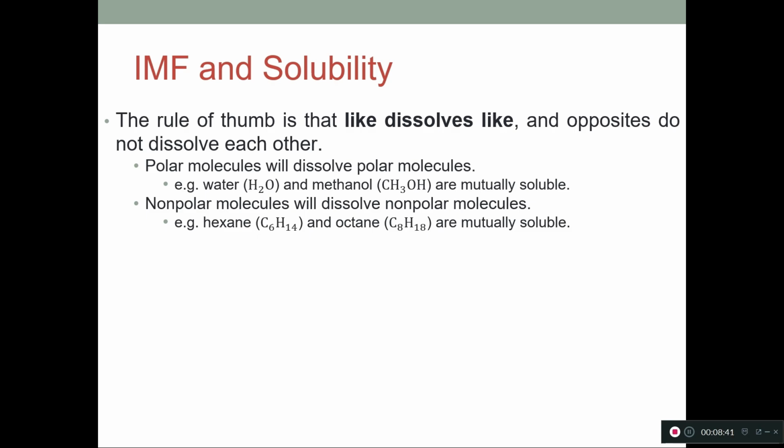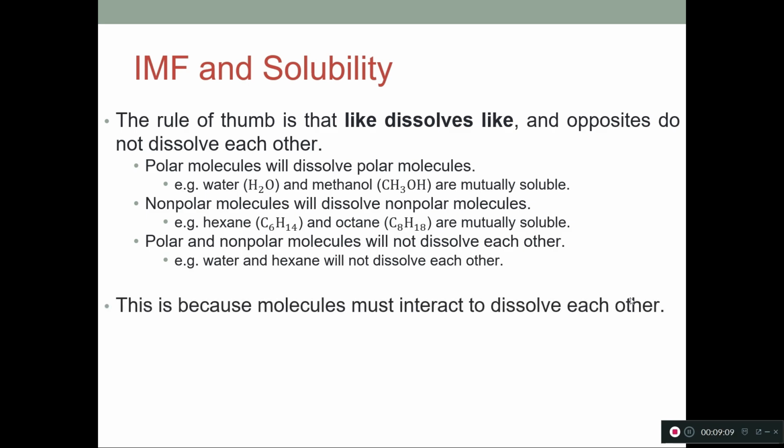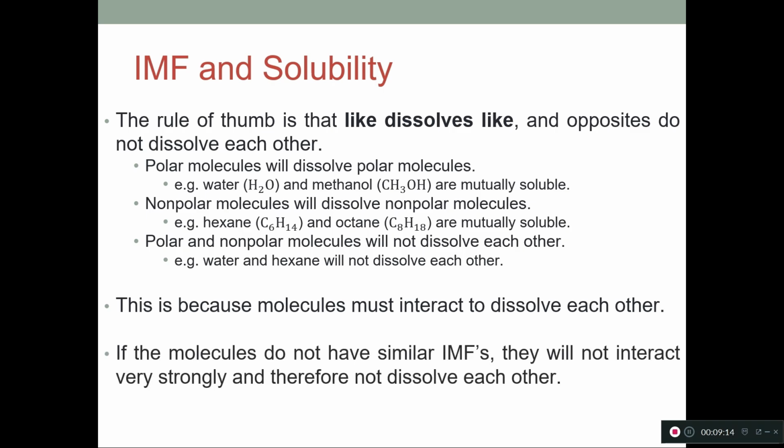Then nonpolar molecules will dissolve nonpolar molecules. So for instance, hexane, which is a hydrocarbon, and octane, which is a hydrocarbon, are mutually soluble. You can dissolve as much of one into the other as you want. But then polar and nonpolar molecules will not dissolve each other. So water and hexane will not dissolve each other. Water being polar, hexane nonpolar, they do not dissolve each other. And this is because molecules must interact to dissolve each other, and if the molecules do not have similar IMFs, they will not interact very strongly, and therefore they will not dissolve each other.